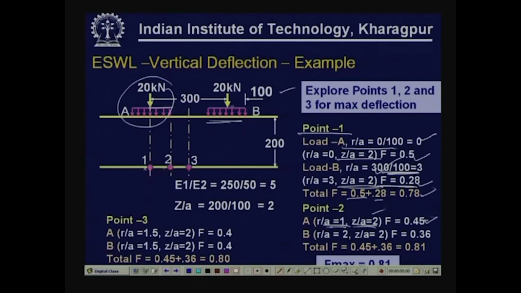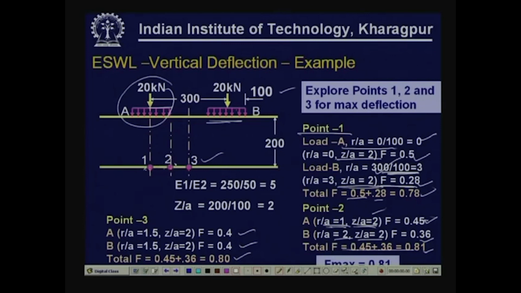The deflection factor due to B can also be similarly obtained. R by A is 2, Z by A is 2, deflection factor is 0.36. So, the total deflection factor is 0.45 plus 0.36, that is 0.81. We can also similarly explore point 3. For both load A and B, the deflection factor can be obtained as 0.4 because of symmetry. So, the total factor here is 0.3.